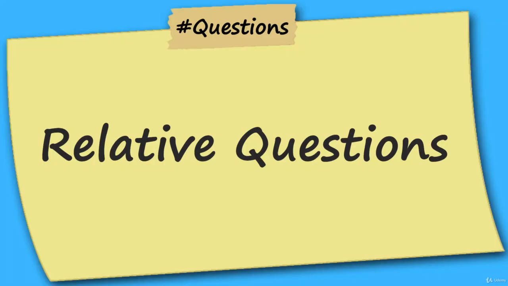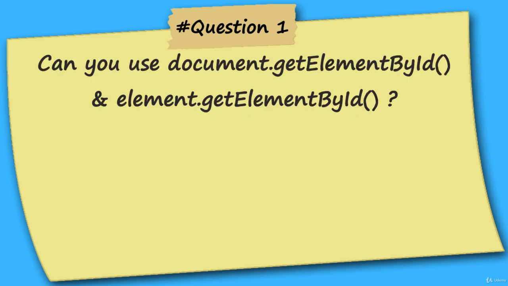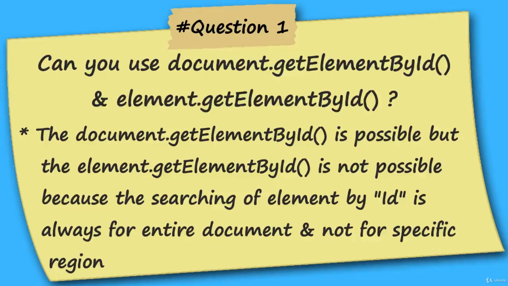Now let's discuss relative questions of this topic. The first question is, can you use document.getElementById and element.getElementById? The getElementById with document is possible, but with element it's not possible, because the searching of element by ID is always for the entire document and not for a specific region.